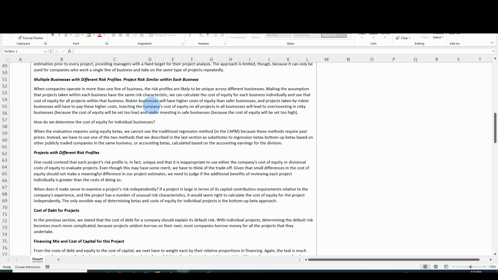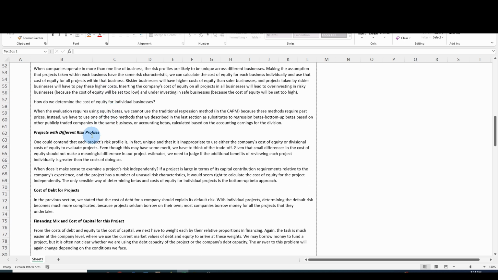Riskier businesses will have higher costs of equity than safer businesses, and projects taken by riskier businesses will have to pay these higher costs. Inserting the company's cost of equity on all projects in all businesses will lead to over-investing in risky businesses because the cost of equity will be set too low, and under-investing in safe businesses because the cost of equity will be set too high. How do we determine the cost of equity for individual businesses?